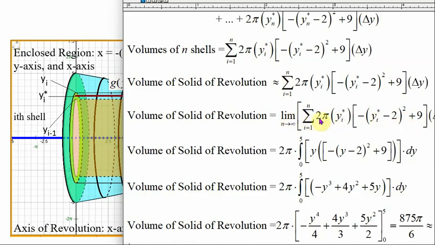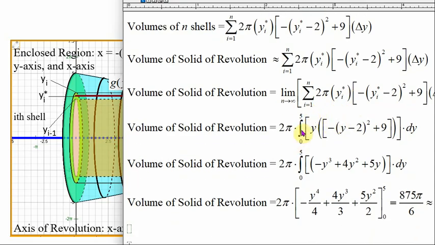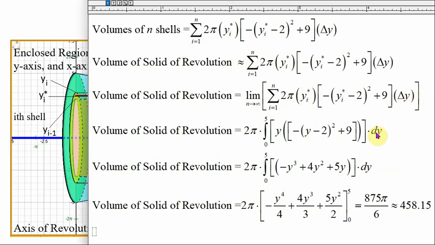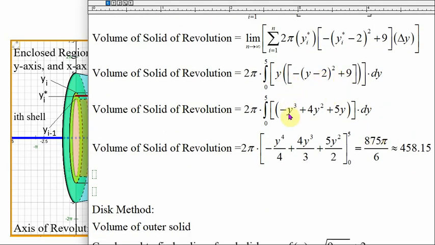And when the limit exists, we would define it as the integral from 0 to 5. And then here we get 2 pi, and then here we get y, and then negative y minus 2 squared plus 9, and then dy. And then simplifying, we get negative y to the third plus 4y squared plus 5y.